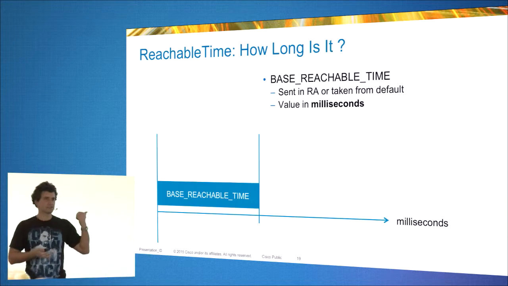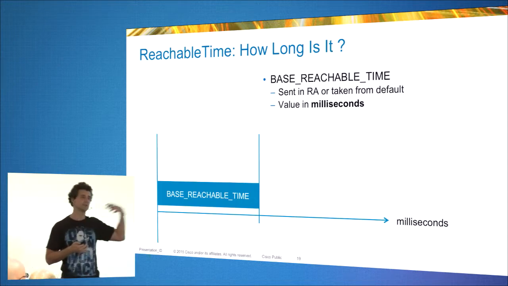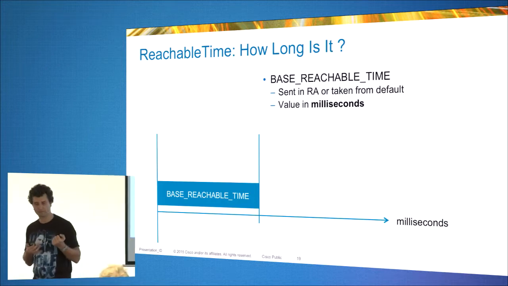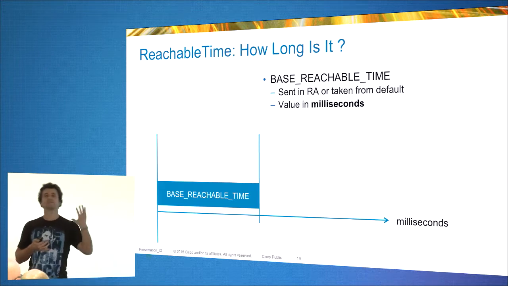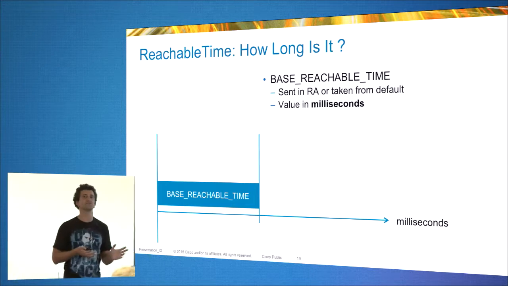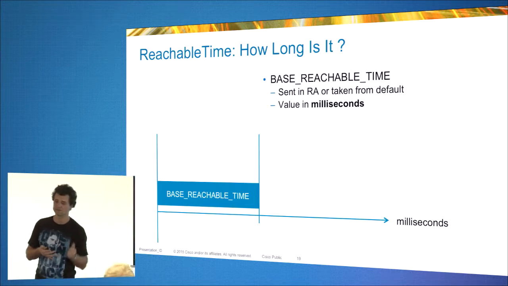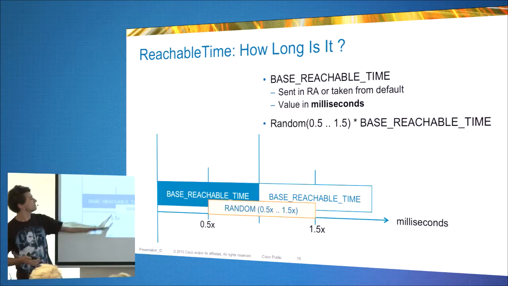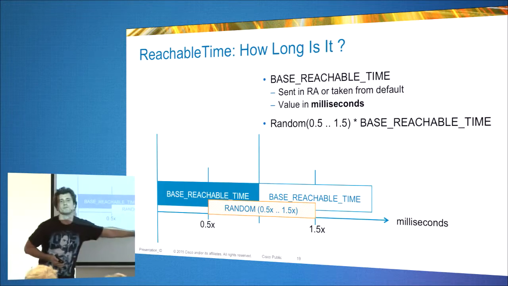The timer is set based on the base reachable time, which is received either in the router advertisement packet from the router or is taken as a default. The value is in milliseconds, and I put it in bold because that's fairly important if you or someone else gets to configure it in the router; that's one of the few values that is in milliseconds. A lot of them are in seconds. We take that base reachable time and throw a dice and pick a random value between half and 1.5 of it.